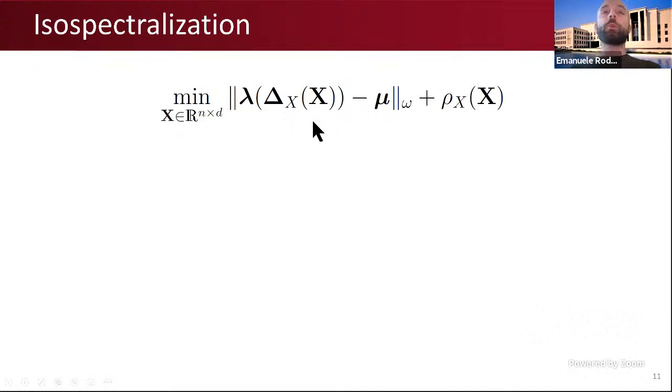Look for the embedding whose Laplacian eigenvalues are equal to the input. And now we are also going to impose some desirable properties on the embedding that we're looking for. For example, you might ask for an embedding that is as smooth as possible. You can use some smoothness penalty over here, or ask for the maximum possible volume. So these kinds of priors you can encode in this regularizer over here.